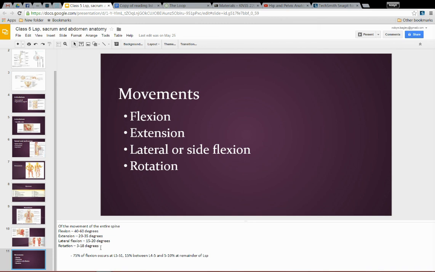The thing I want you to make note of is that 75% of our flexion occurs at L5-S1. Okay, so L5-S1 has the most amount of flexion in the low back. Okay, it is also coincidentally the most damaged disc in the body. We have another 15% of our flexion between L4 and L5, and then the remainder goes through the remainder of the L-spine. So it's no surprise that the majority of damaged discs are L4-L5 and L5-S1, because that's where we have the majority of our flexion.